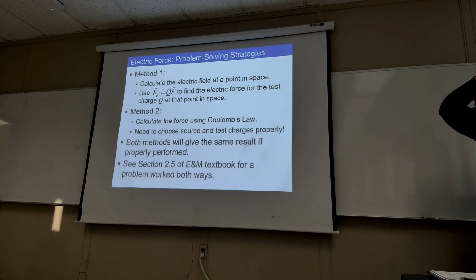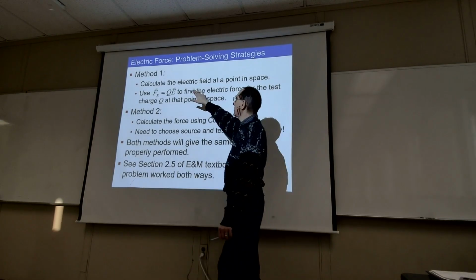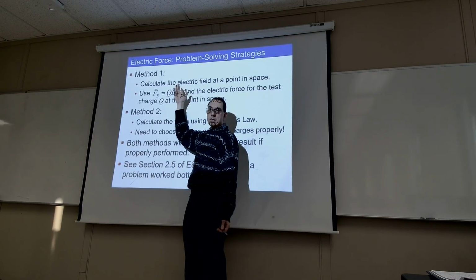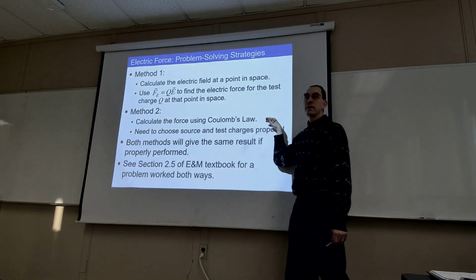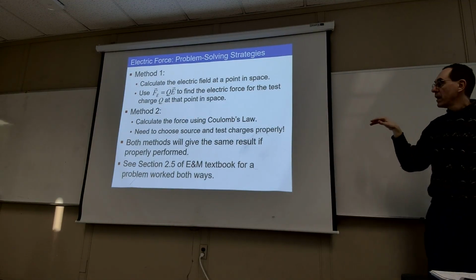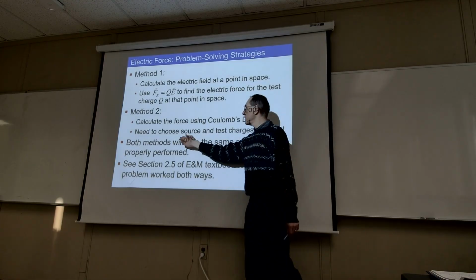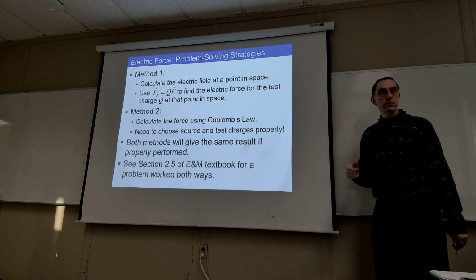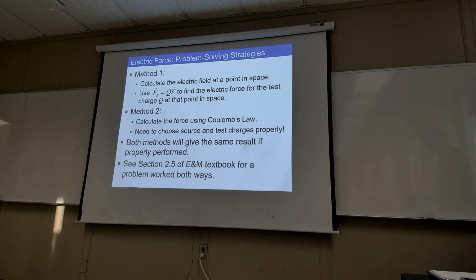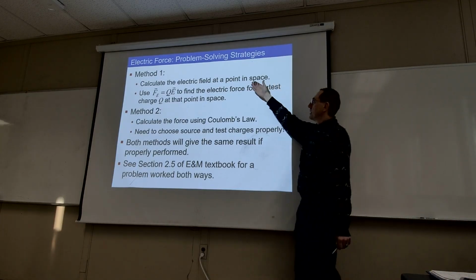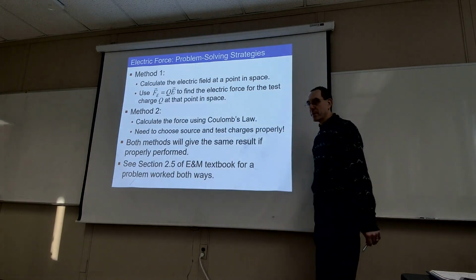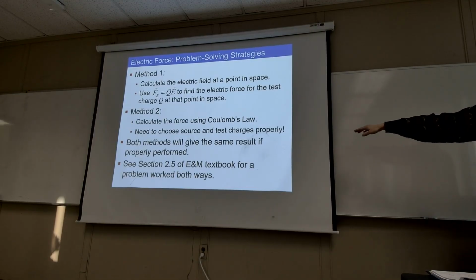Okay, so again, we have two choices when we're calculating forces. Our first choice is to first calculate the electric field at a point in space, and then use F equals QE to calculate the force. That's method one. Method two, we can directly calculate the force using Coulomb's law. The key point there is if you're going to do that, make sure you know which one is your source charge and which one is your test charge, so you get the proper direction for your radial unit vector. That's the only tricky thing you have to be careful with. With the field, it's always pretty clear because the charge is the source and the point in space is the test location. Here you have to be careful. The key point is both methods will give you the same result if you do it properly.